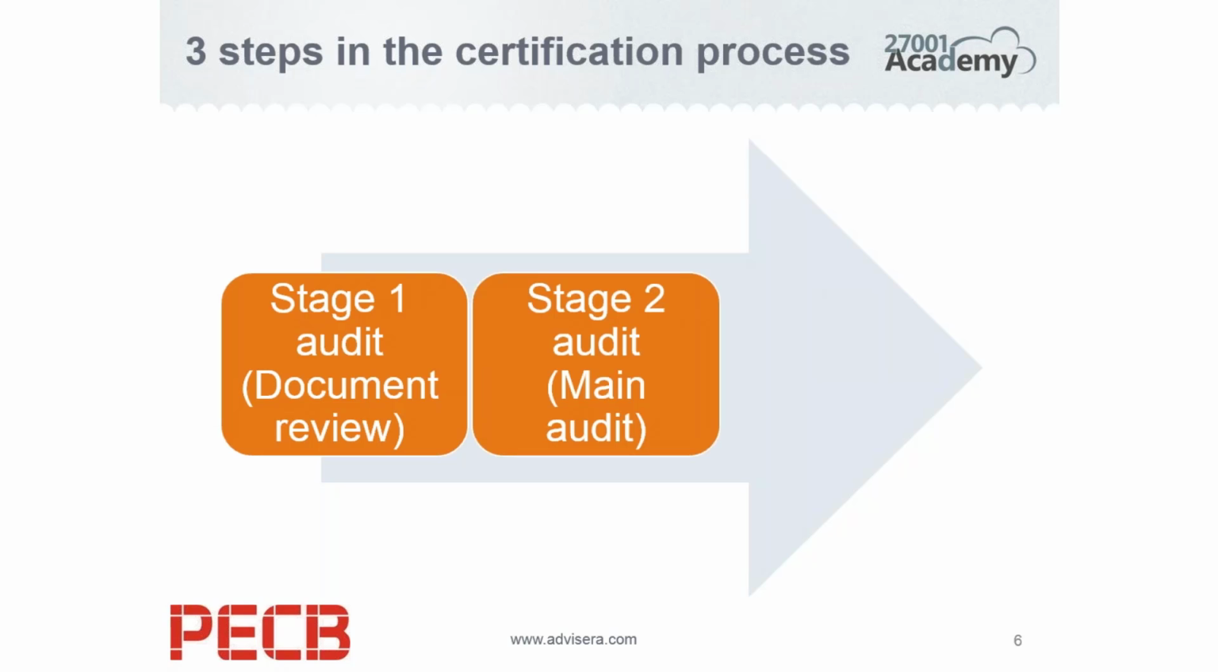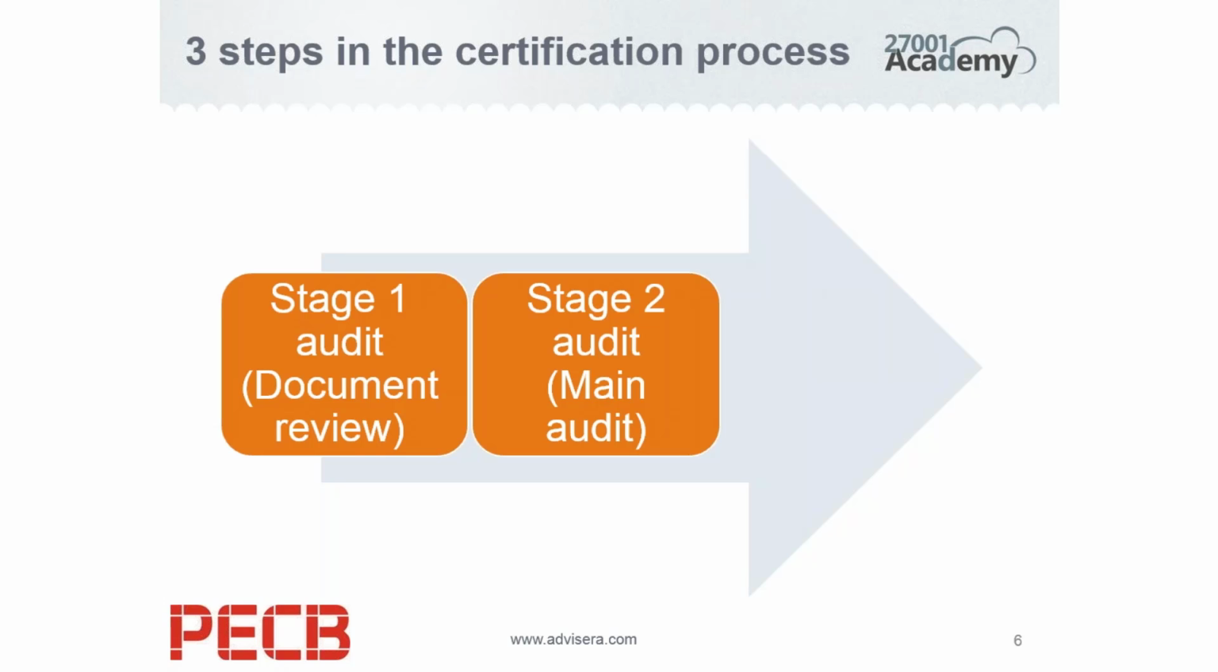The second stage is much more serious and much more in-depth. This is called the stage 2 audit, or the main audit. In this main audit, the certification auditor will come to your company, walk around, speak to the people, and observe your facilities and so on. As opposed to the stage 1 audit, which is rather theoretical, this stage 2 audit is much more practical, and it goes into the depth of things. The certification auditor is really examining everything that you do.